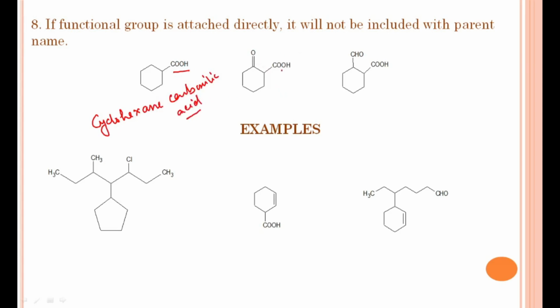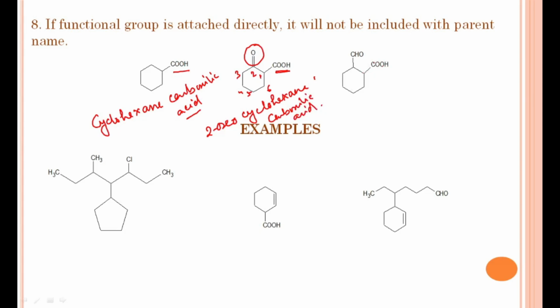Okay, let's take another example. This is carboxylic acid, this is a ketone functional group. So as two functional groups are present, you have to give numbering. It will be 2-oxocyclohexane carboxylic acid.